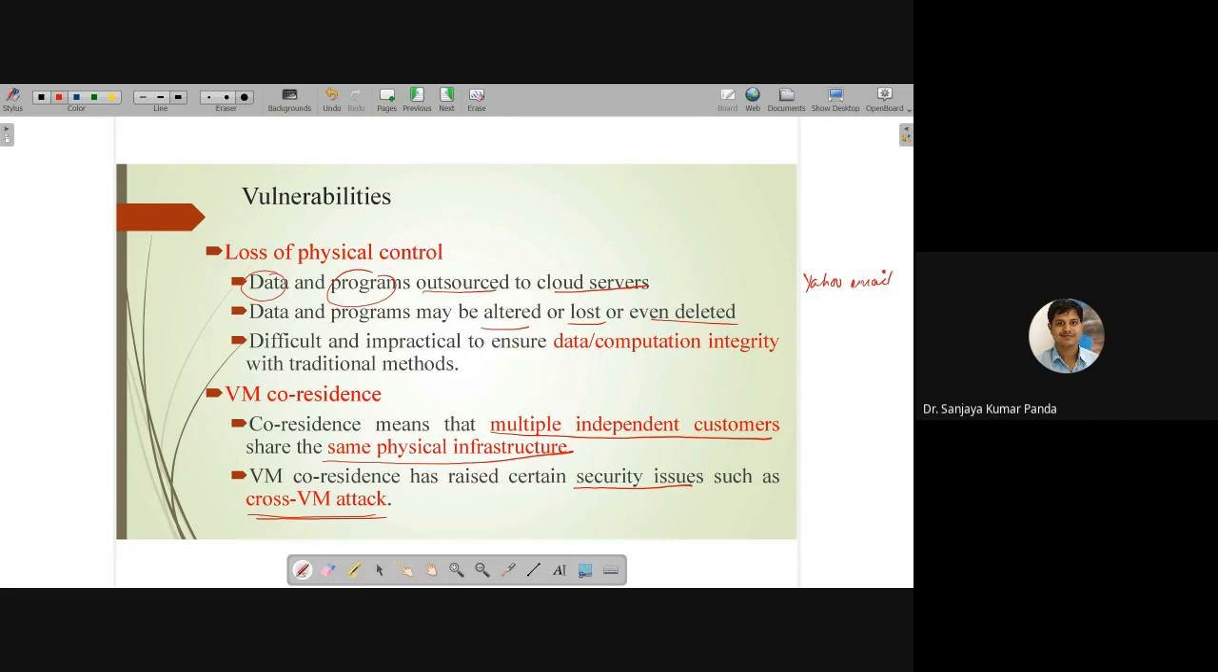So it is difficult and impractical to ensure data and computation integrity with traditional methods. We need to improve our methods so that we can provide more trust to our customers, so that there is no difficulty they will face if they are using this particular cloud service or the cloud service provider's services.